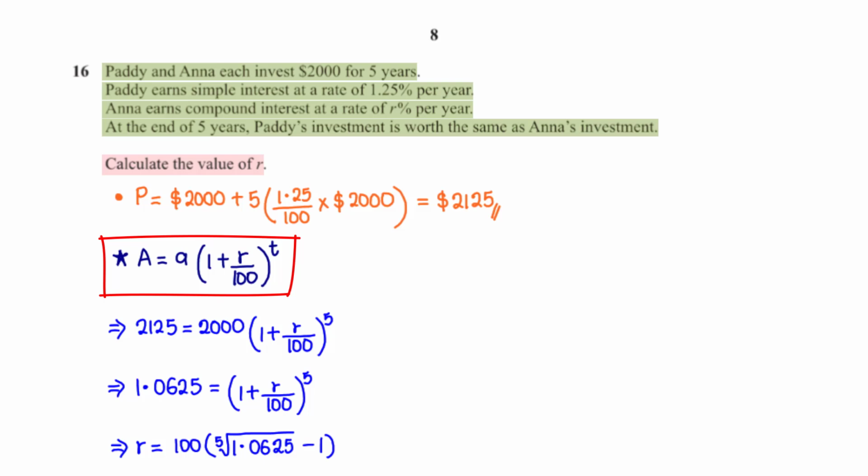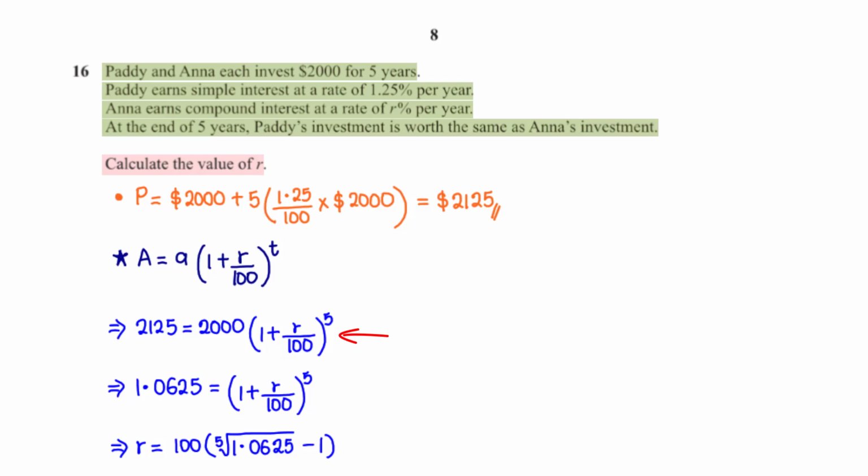value of R. Big A represents the value of her investment at the end of 5 years, which is the same as Paddy's total investment value, $2,125. Small a represents the initial amount she invested, which is $2,000. And T is the time duration for the investment, and that is 5.